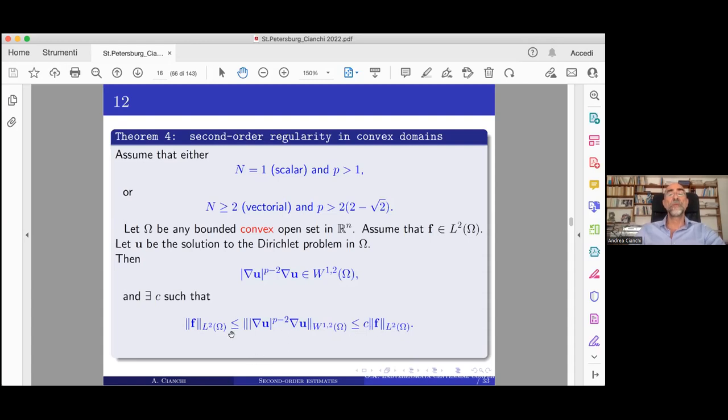So again, the lower bound is trivial, but the point is the upper bound. And since we have this two-sided estimate, this shows that this is sharp. I mean, this is the best possible result one can hope for with the right-hand side just in L2.